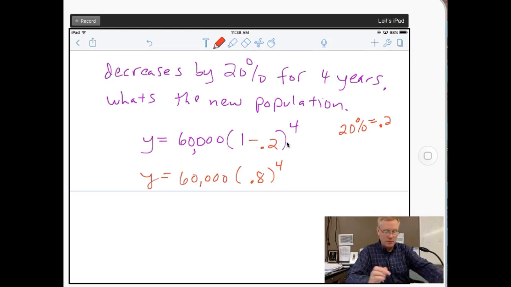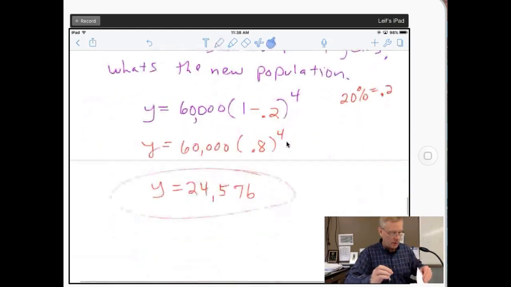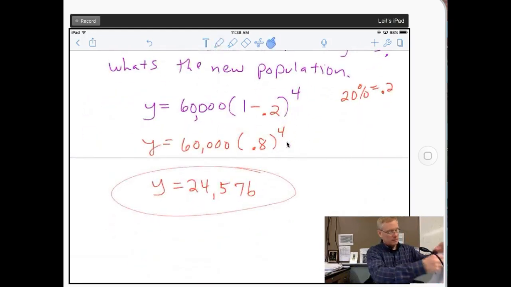And once again, make sure you do the exponent first, and it's calculator work from here on out. Please bring a calculator. It'd be rather excruciating to have to do 0.8 to the 4th power times 60,000 with no calculator. So I got y equals 24,576. And once again, they didn't tell us what kind of population it is, just that it is one. All right, so there's their population decay.